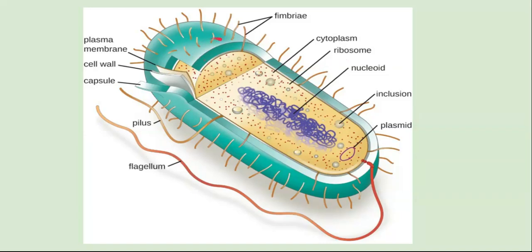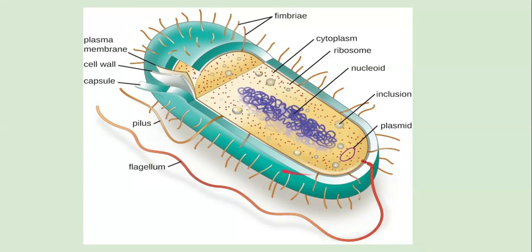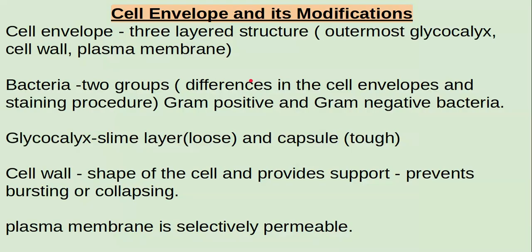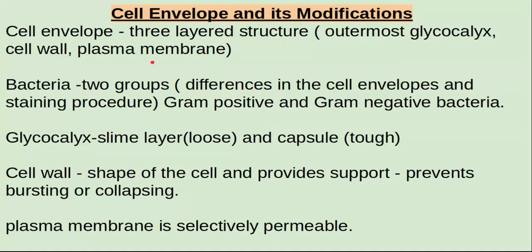Now let's look at the outer covering of the cell of a prokaryotic organism. So, going back to this slide, the cell envelope. The cell envelope is the outer covering, whatever covers the cytoplasm of a prokaryotic cell, and it is said to have three layers. The outermost layer is the glycocalyx, the second layer after the glycocalyx is the cell wall, and the layer inner to the cell wall is called the plasma membrane.